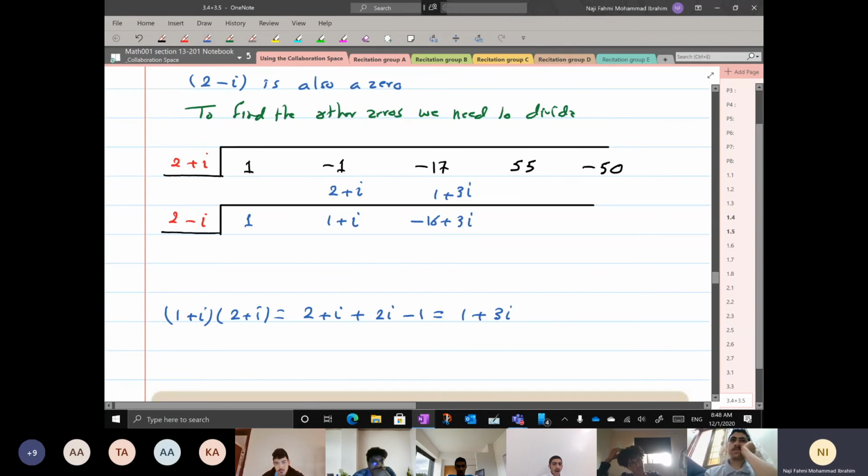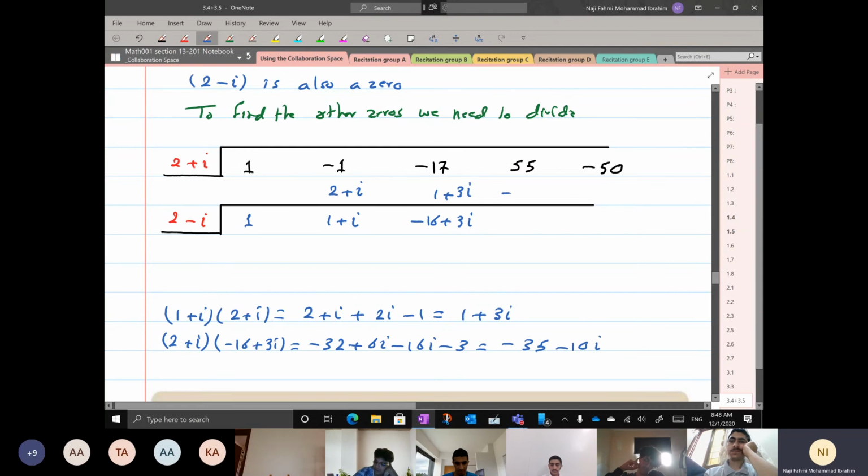What's our next multiplication now? 2 plus i times negative 16 plus 3i. If we multiply 2 by negative 16 it is negative 32 plus 6i minus 16i minus 3. Can we simplify this? Can I say this is negative 35 minus 10i? Yes. Add now, we have negative 20 minus 10i. The last multiplication that we'll do here is to multiply 2 plus i by negative 20 minus 10i.